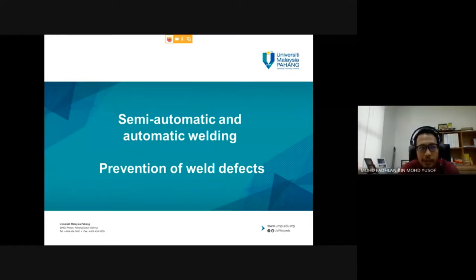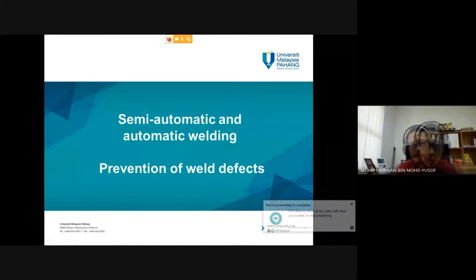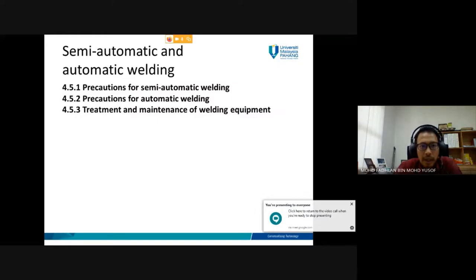by looking into the precautions and also maintaining the semi-automatic and automatic welding process, and also how to prevent defects. We are going to get to know each of the weld defects that commonly occur in a welding process, and also how to prevent them. So let's look into the first subtopic first, which is related to semi-automatic and automatic welding.